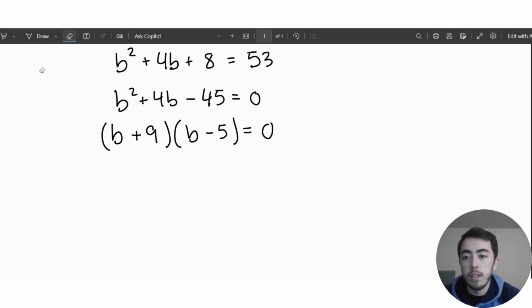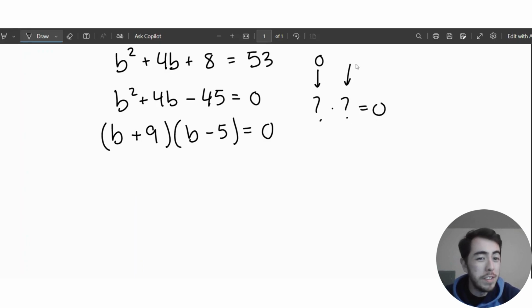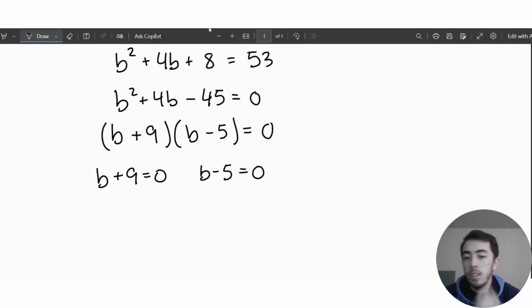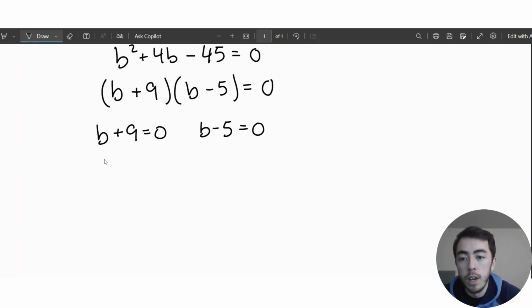And now I'll use that zero product property. That just says that if I have something times something equals 0, well then surely one of those, maybe both, but at least one of those has to be a 0 to get a product that equals 0. So it could be like 7 times 0 is 0, 70 times 0 is still 0. So if I got two things right here multiplied that equals 0, well then either b plus 9 is 0 or b minus 5 is 0. So I get two potential solutions for b. Maybe b is negative 9 or maybe b is 5.